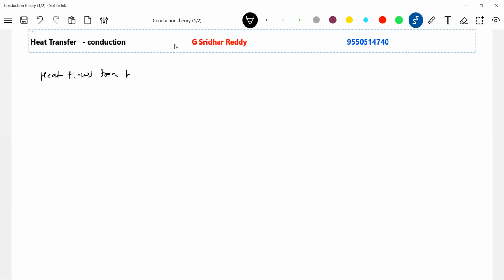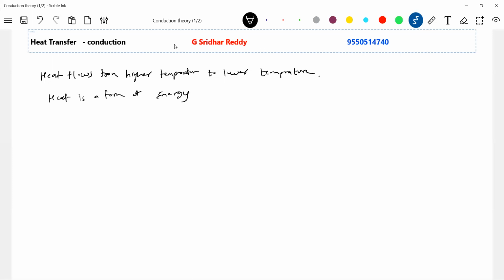Heat flows from higher temperature to low temperature, from high temperature to low temperature. Heat is a form of energy. We know that. What is heat? Don't say heat energy. Call heat a form of energy. It flows from high temperature to low temperature.